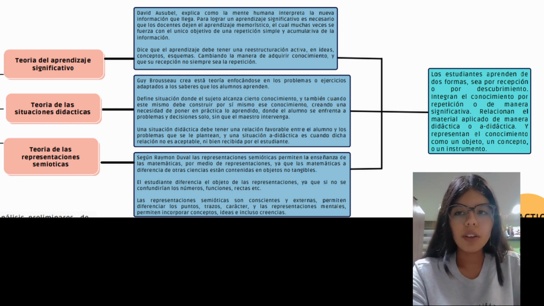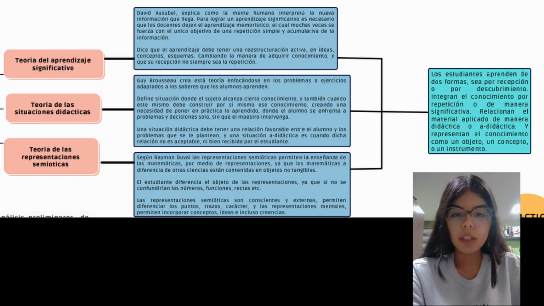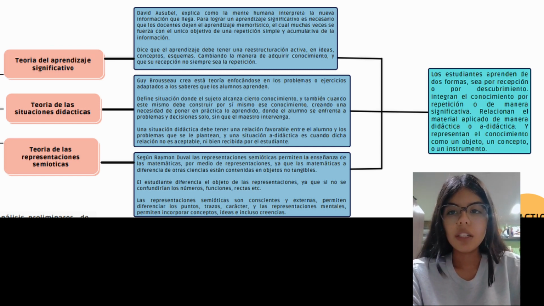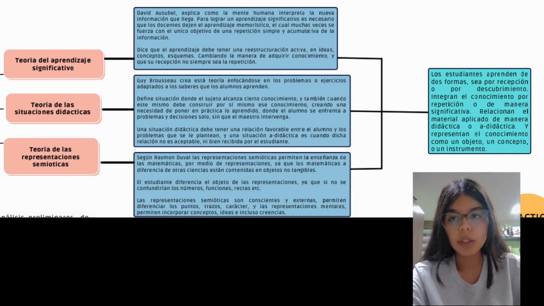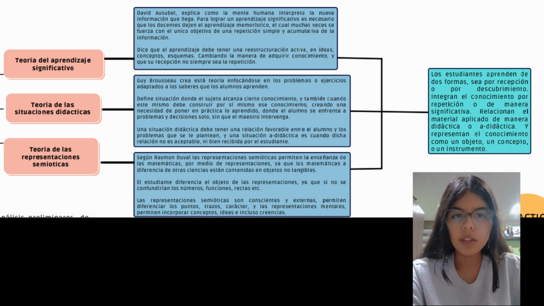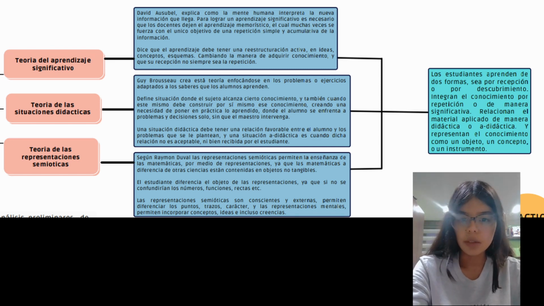Meaningful learning theory. David Ausubel explained how the human mind interprets the new information that arrives. To achieve meaningful learning, it is necessary for teachers to stop learning by rote, which is often forced with the sole objective of a simple and accumulative repetition of the information. He says that learning must have an active restructuring and changes of ideas and concepts, changing the way of acquiring knowledge, and that its reception is not always repetition.